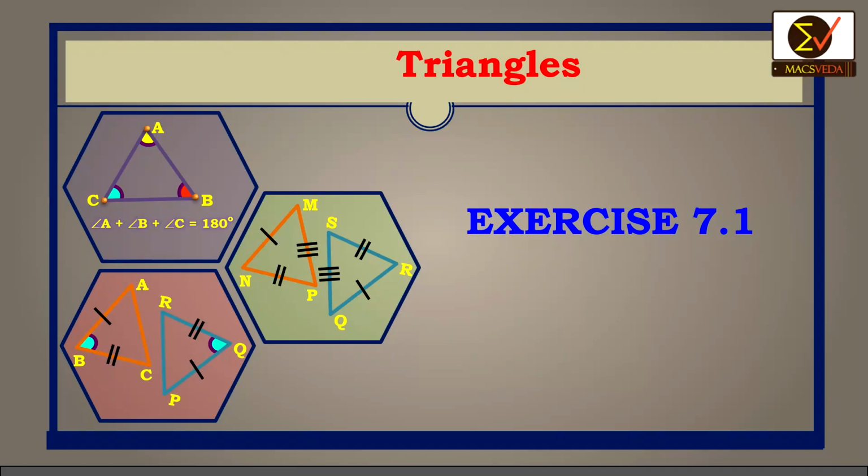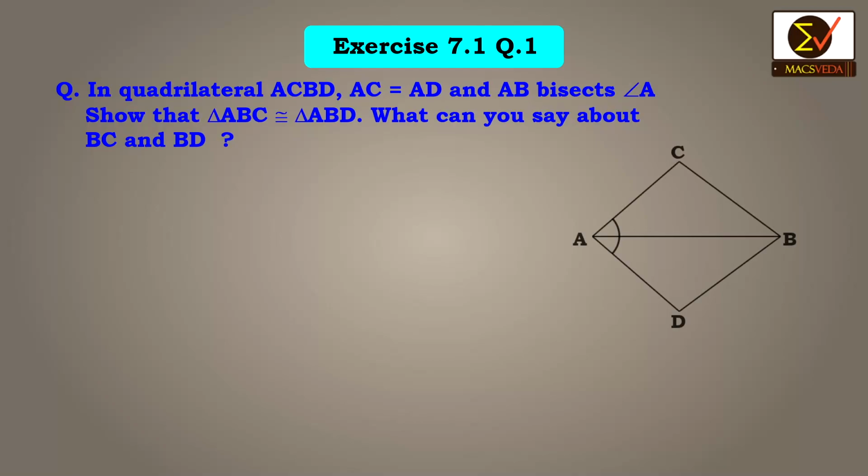Now in this session, let us start with exercise 7.1 in the triangles chapter. Question number 1. In a quadrilateral ACBD, side AC is equal to AD and side AB bisects angle A. Show that triangle ABC is congruent to triangle ABD. What can you say about BC and BD?